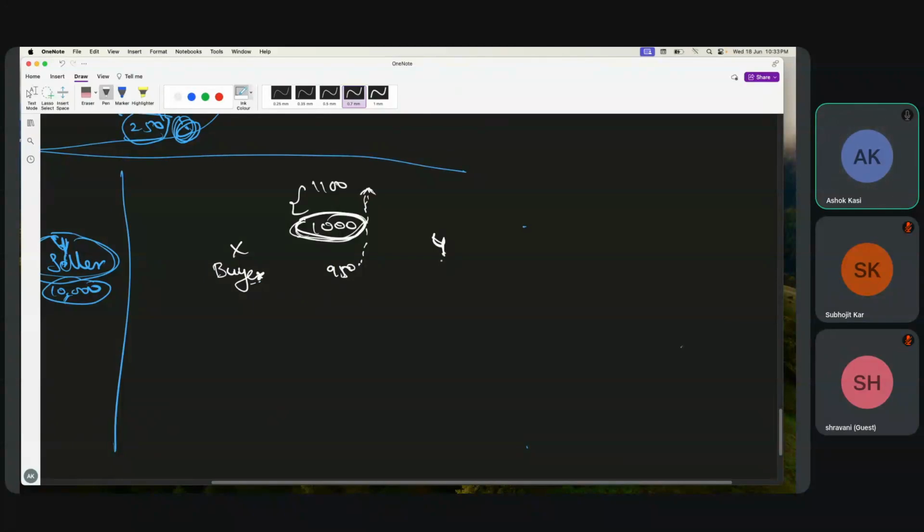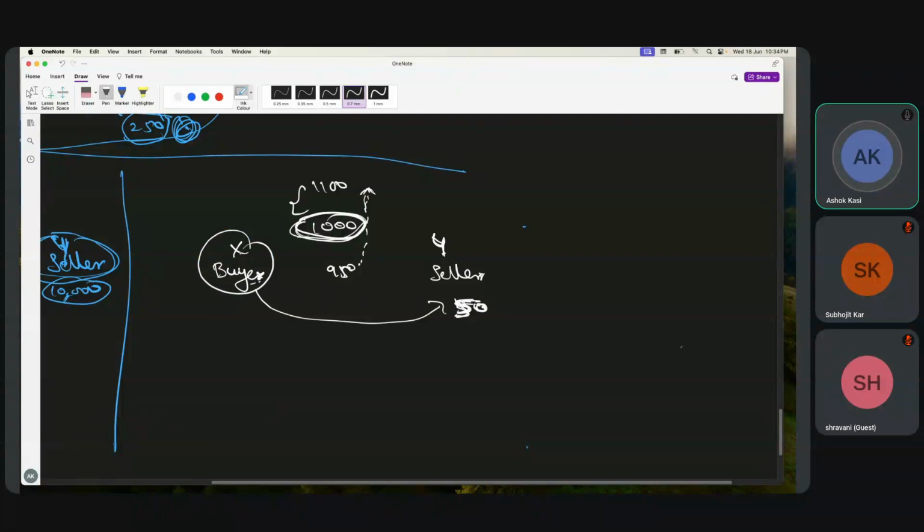So Y, the seller, will say, why should I take all the risk? So what will Mr. X do? X will say, hold on, wait. I'm ready to give you, let's say, 100 rupees. Okay, or 50 rupees. I'm ready to give you 50 rupees. This 50 rupees is your risk taking charge.